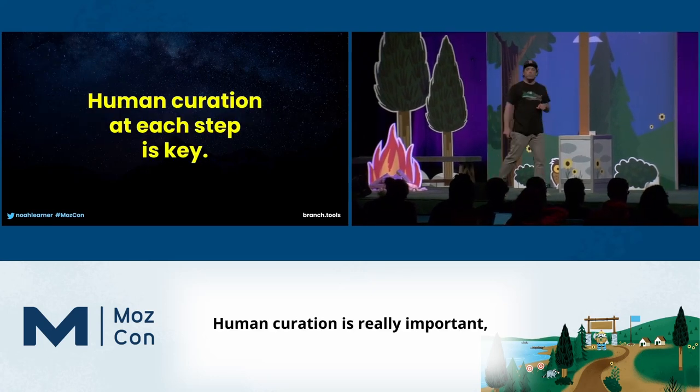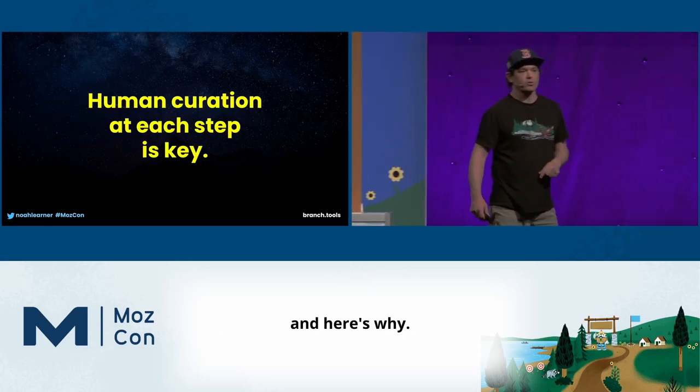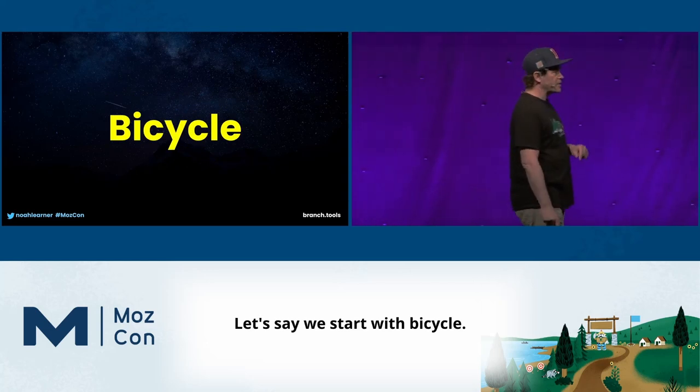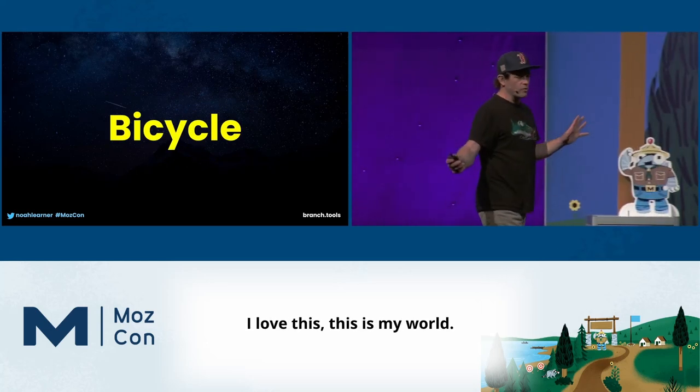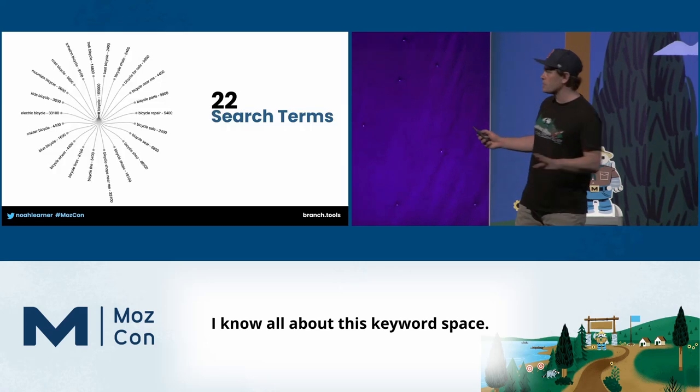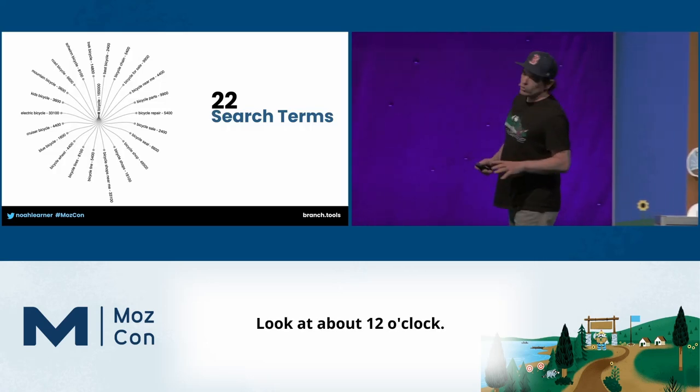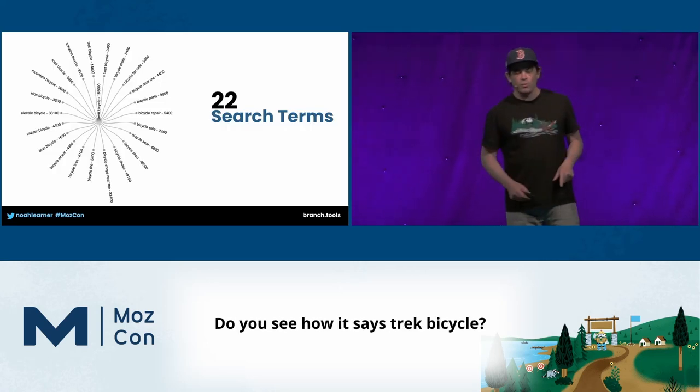All right, human curation is really important, and here's why. Let's say we start with bicycle. I love this. This is my world. I know all about this keyword space. Check it out. Look at about 12 o'clock. Do you see how it says Trek Bicycle?